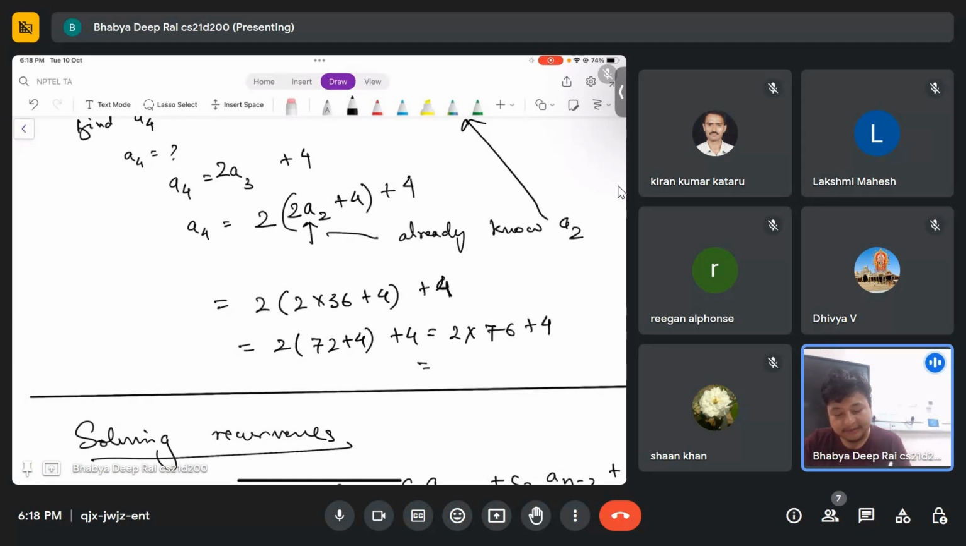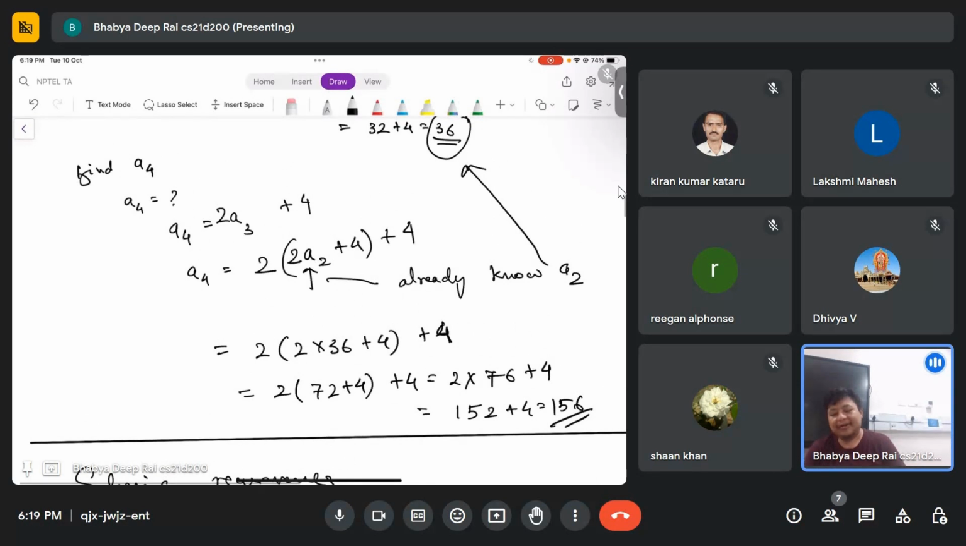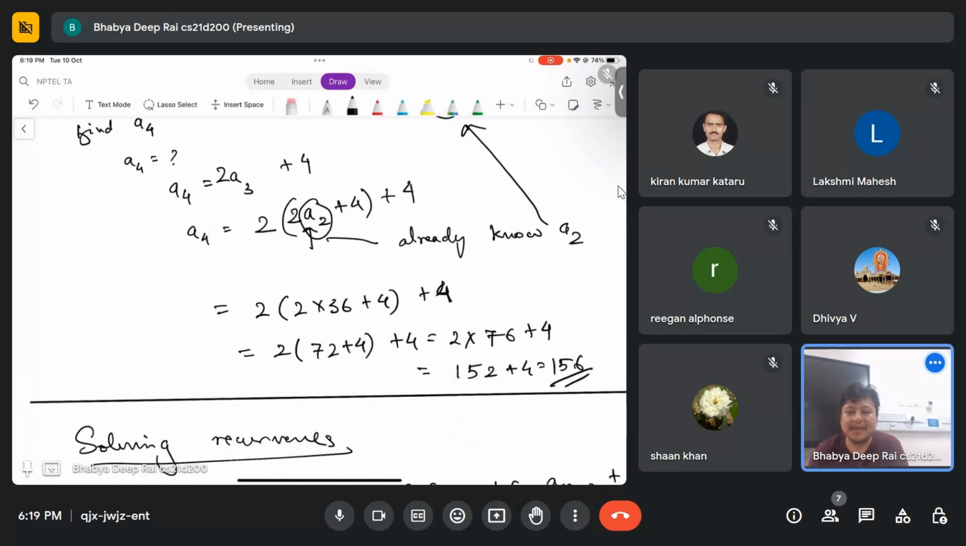Which will give me 152 plus 4, which is equal to 156. Okay. Please stop me if it was not clear at any point. So the idea here is that you can reuse a2, the value that we found out here. Well, you can just continue expanding also, but it may be a bit more work that way.